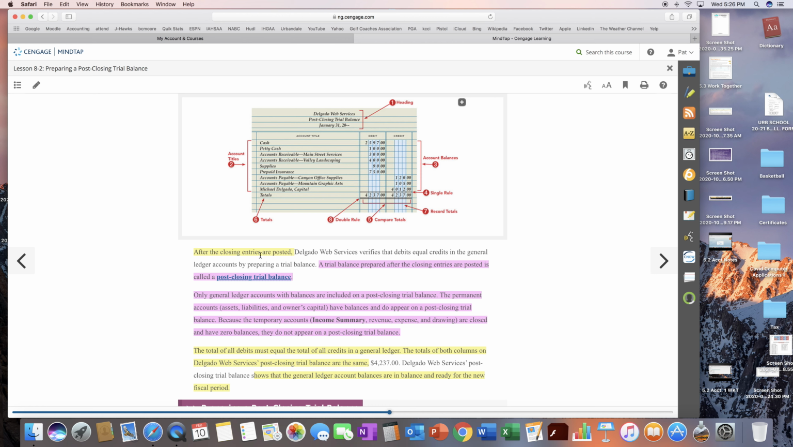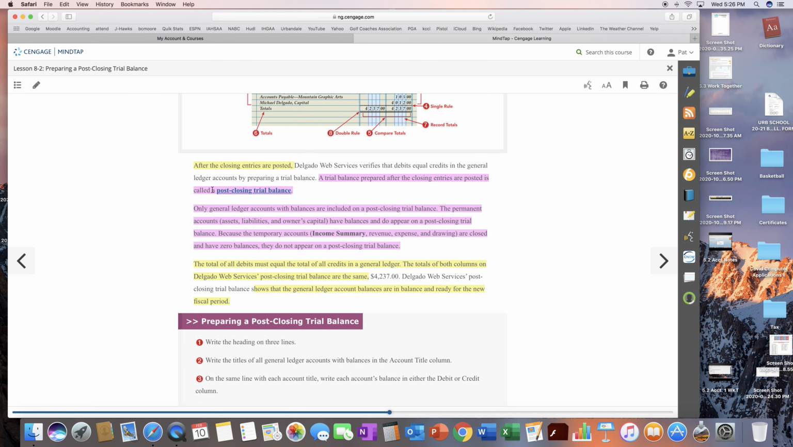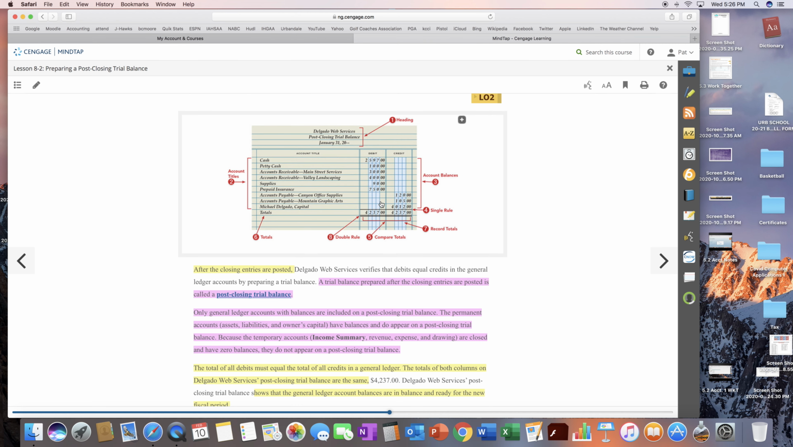So after closing entries are posted, the trial balance is prepared. When is it prepared? After closing entries. True or false? True. The post-closing trial balance. That's why they say post, after closing entries, the trial balance. Okay. It lists only general ledger accounts with balances, the permanent accounts like we've mentioned: assets, liability, and capital. Because the temporary accounts, all the expenses, drawing, revenue, and income summary, are closed, they do not appear.